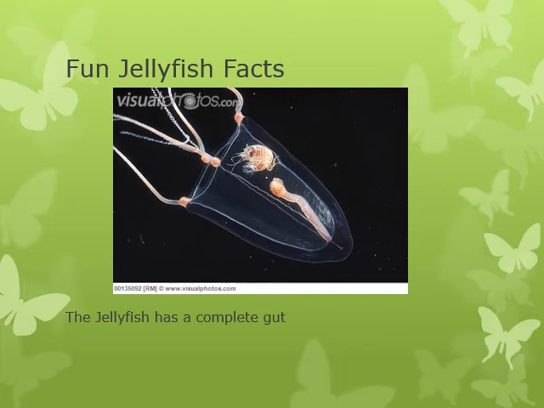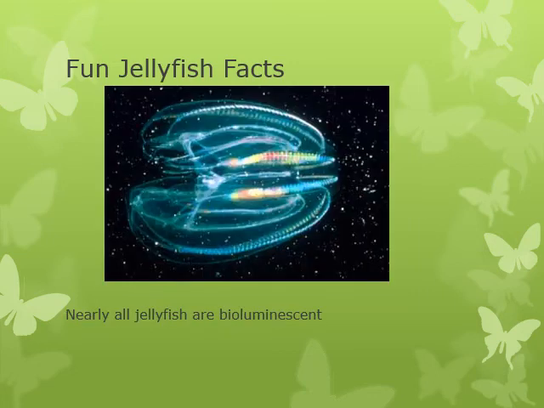Fun jellyfish facts. The jellyfish has a complete gut. It doesn't have any organs, but by God, its gut works. It's able to produce enzymes and digest other organisms. Almost all of them are bioluminescent. They almost all produce light at night. It's really cool. If you can ever find a beach at night with no lights along the shining into the ocean, you're going to see reflections anyway, whether there's a moon or not, because there's all of these organisms that are lighting up.